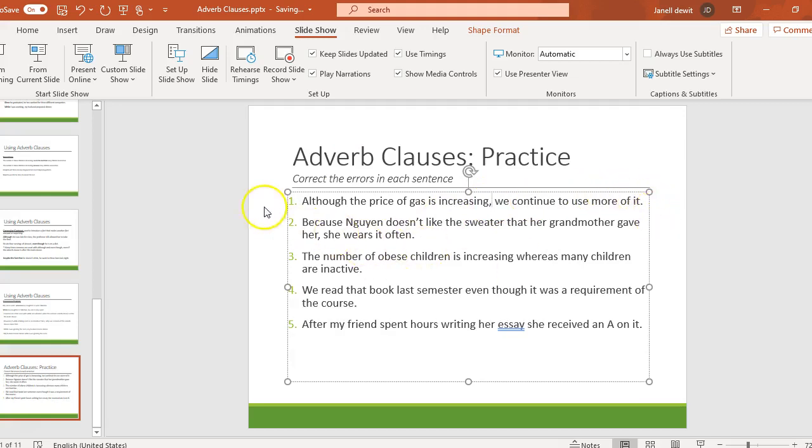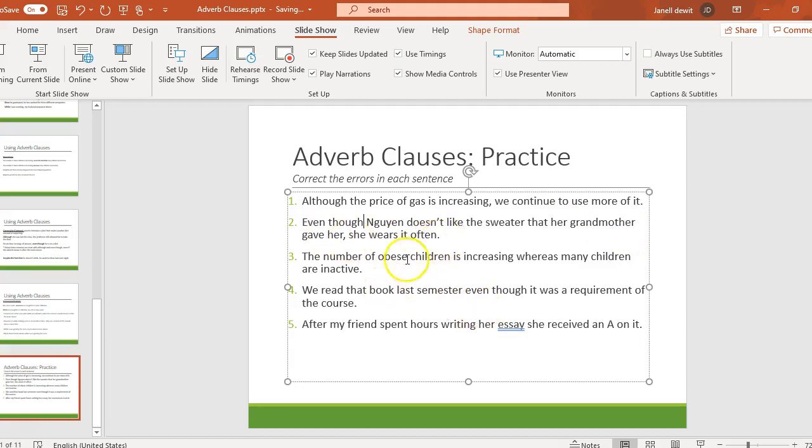Now it is correct. Number 2, because Nguyen doesn't like the sweater that her grandmother gave her, she wears it often. So this sentence is grammatically correct, but it doesn't show the correct relationship. So it doesn't make sense that she wears it often for the reason that she doesn't like it. So I think it shows more of a contrast. So we can change this to although or even though. Even though Nguyen doesn't like the sweater that her grandmother gave her, she wears it often.